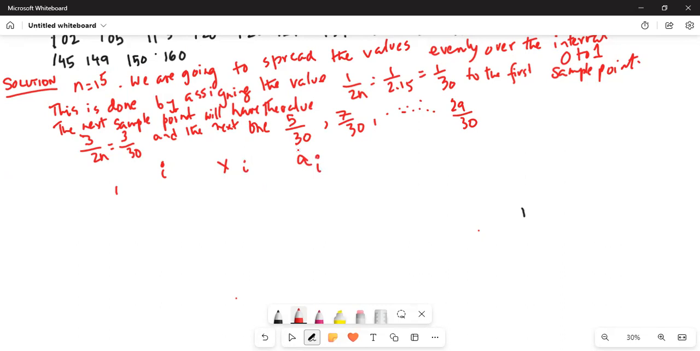My first point, as we see, is i is 1, and xi is 102. We have assigned it the value of 1 over 30, which is 0.033. The next point is 2, which is 105. Let me make this a better table, so let me erase all this and do it again.